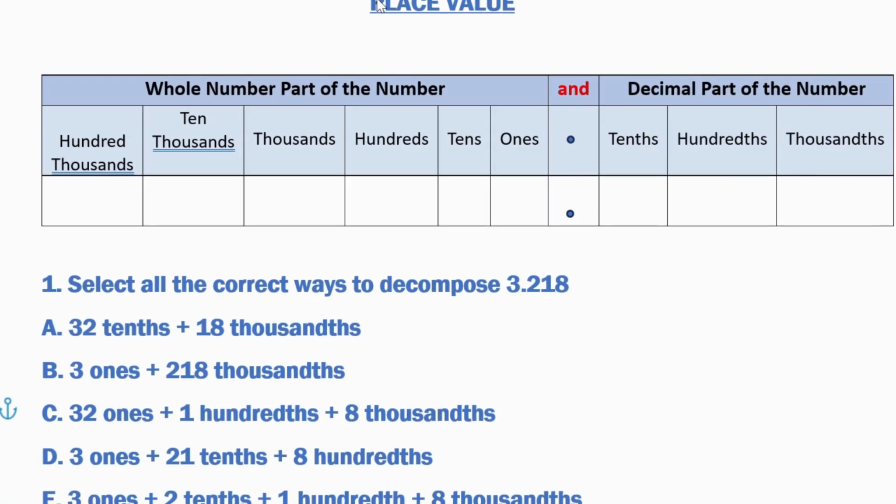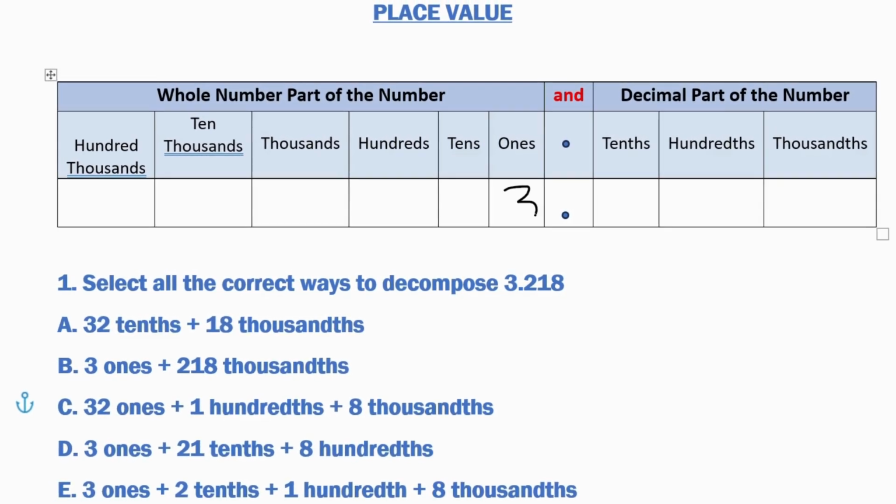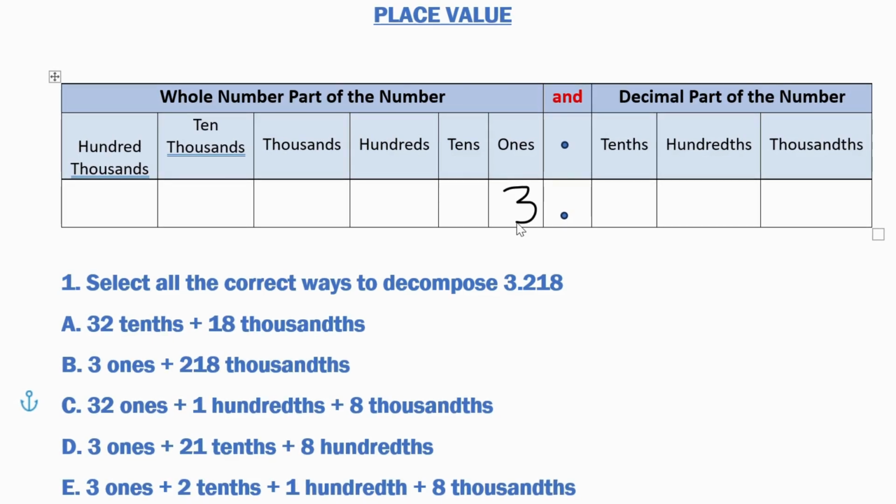Choice B says 3 ones plus 218 thousandths. I go ahead and write a 3 in the ones place. And with 218 thousandths, that last digit in the thousandths place is an 8. So I'm going to write an 8 in the thousandths place, followed by a 1 in the hundredths place, and a 2 in the tenths place. And that reads 3 and 218 thousandths, which is our next correct answer.